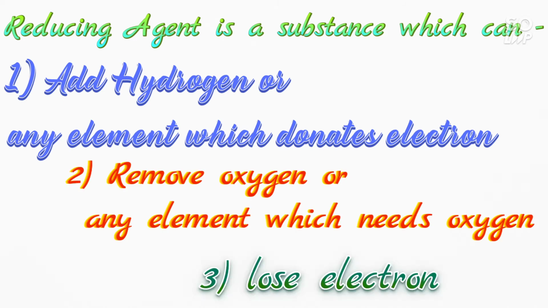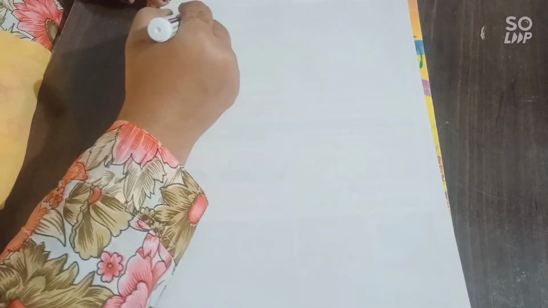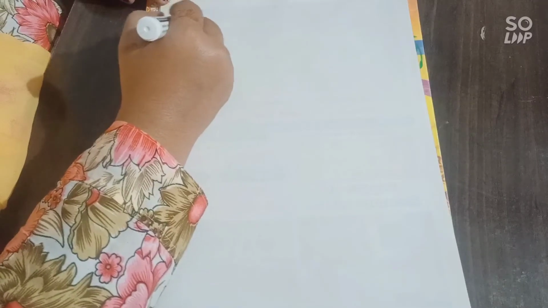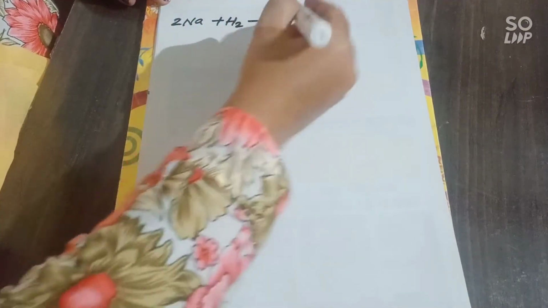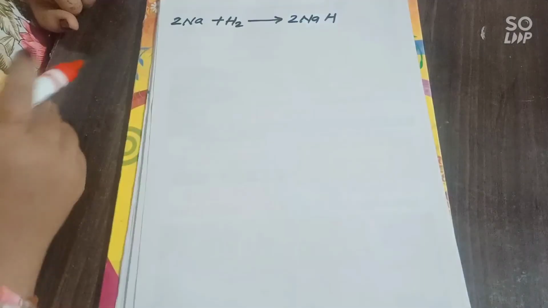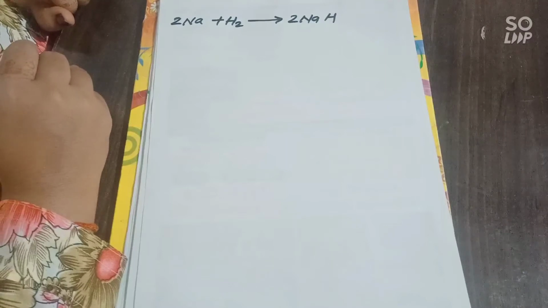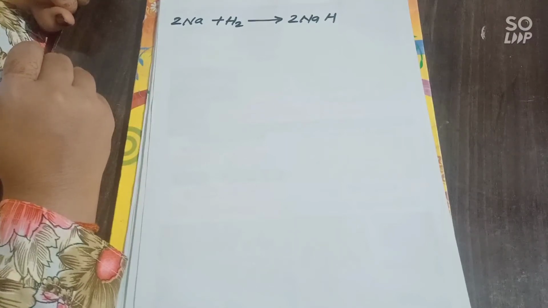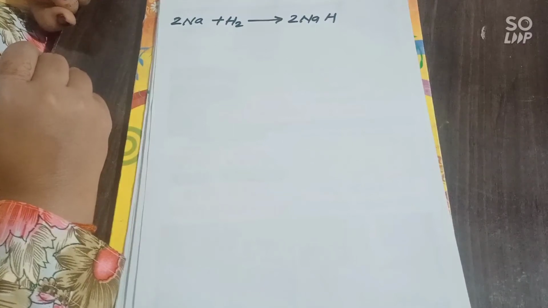We have looked upon the statements of oxidizing agents and reducing agents. So now let's move on to some examples. Sodium reacting with hydrogen gives sodium hydride. This is an example of redox reaction and it contains both oxidation and reduction processes. So let us see where oxidation occurs and where reduction occurs.